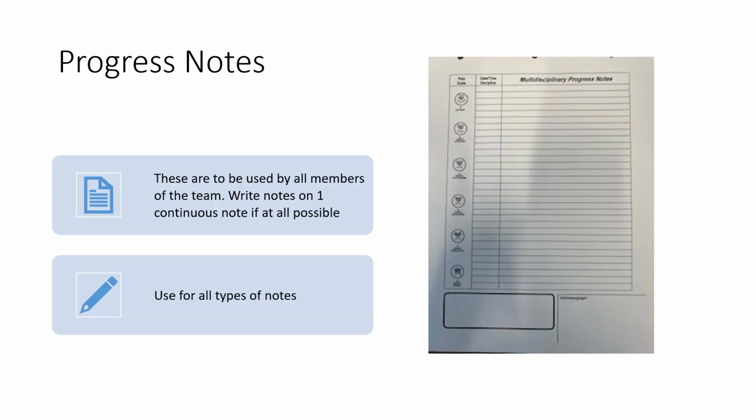Each chart will have a progress note in it. These are to be used by all members of the team. Please write continuously on one sheet of paper if at all possible. This will help keep the team on track and know who has done what. You can use this for intervention notes, care notes, SOAP notes, anything that you need can go on these pages. Please date and time and sign your name so that everyone knows what each member has done.